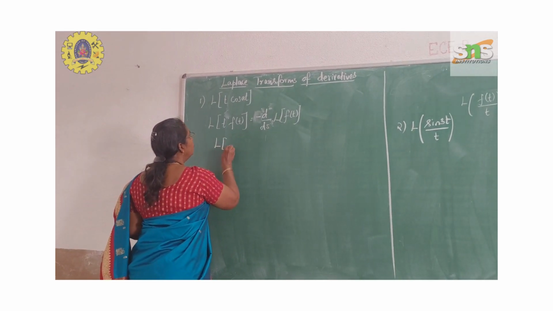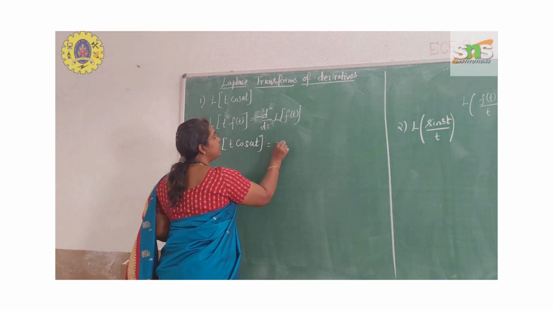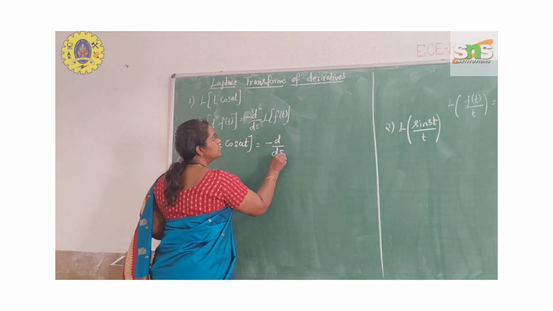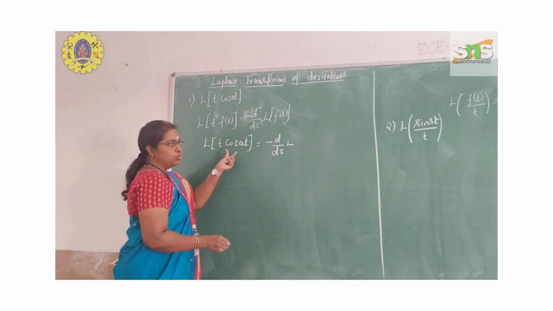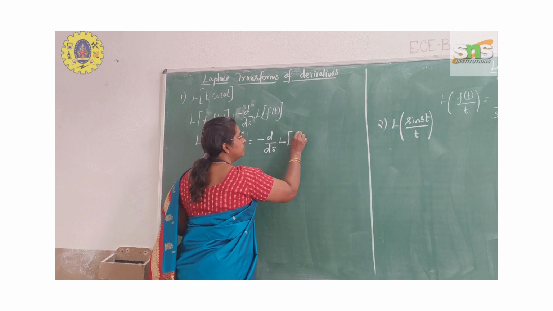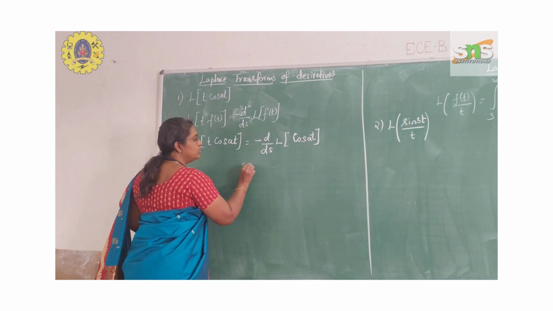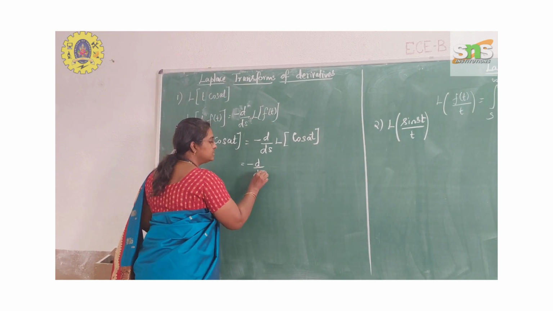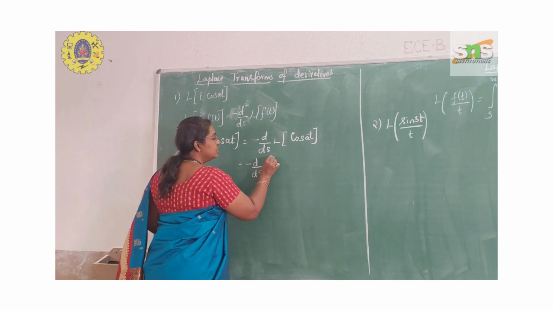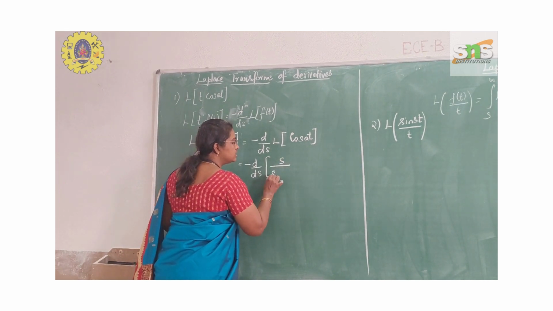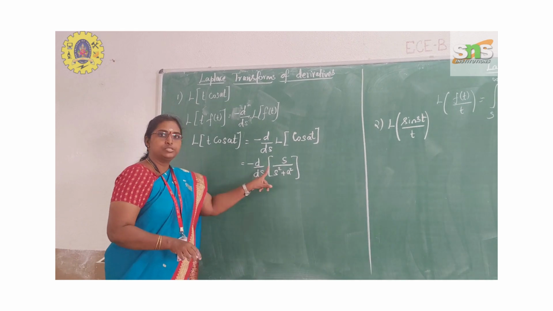L of t into cos at is equal to minus d by ds into L of f of t, where f of t is this cos at alone. So it is equal to minus d by ds L of cos at. The formula for L of cos at is s divided by s square plus a square. After this, we want to differentiate this function.